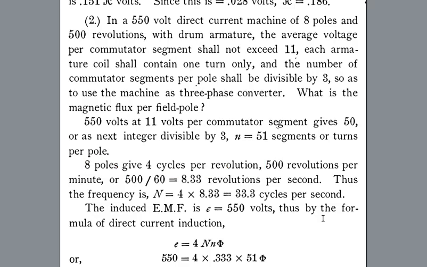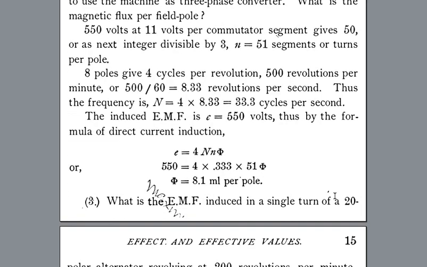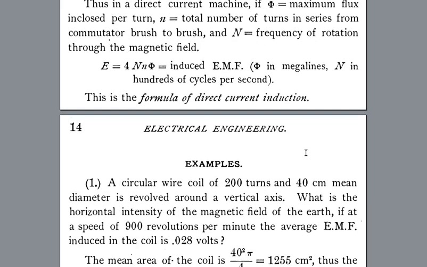The induced electromotive force is 550 volts. Thus, by the formula of direct current induction, E equals 4nNφ, or 550 equals 4 times 33.3 times 51 times φ. Thus φ equals 8.1 megalines per pole.